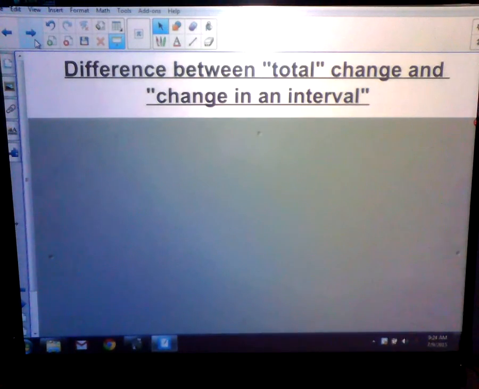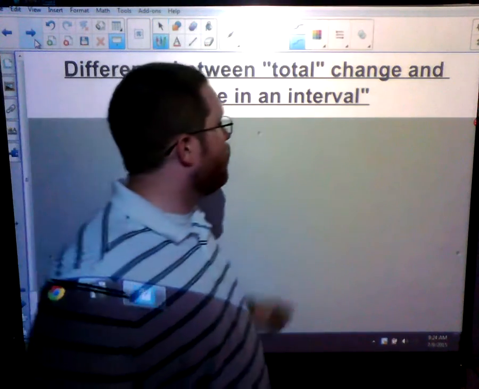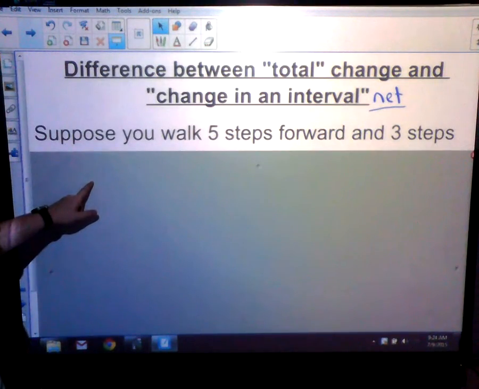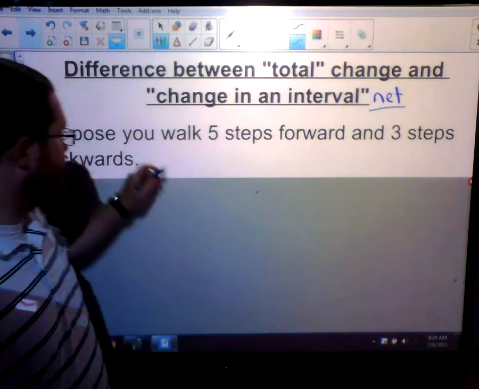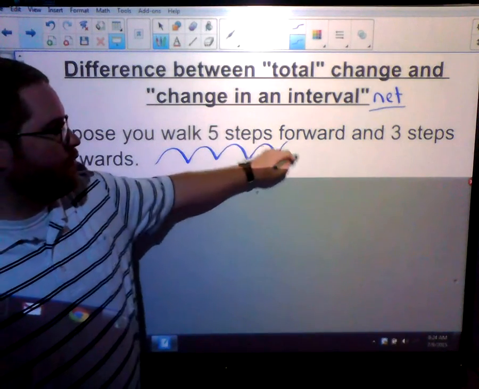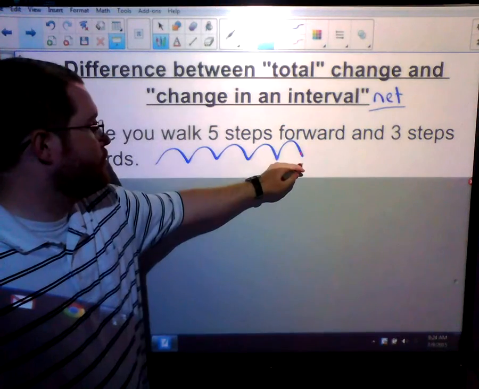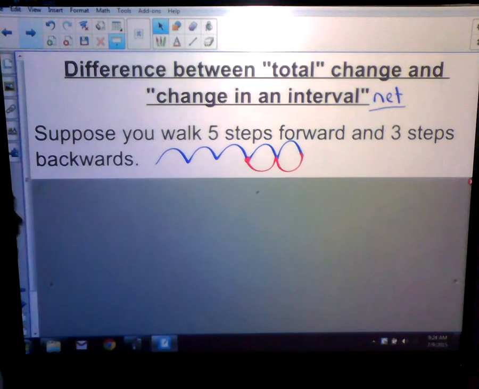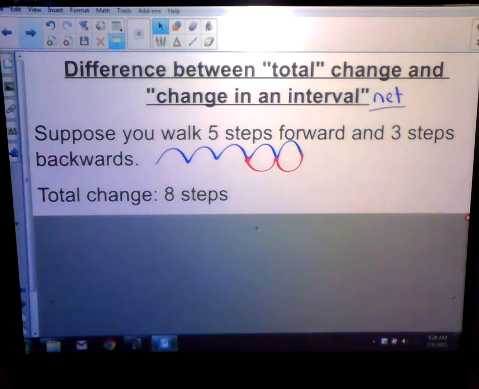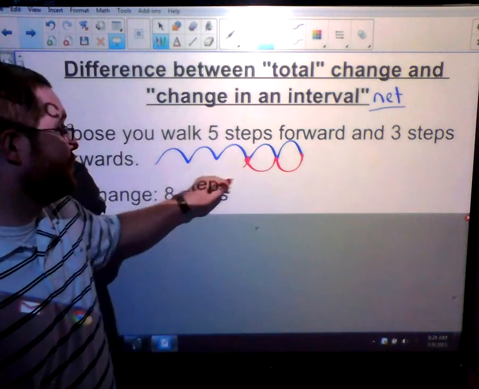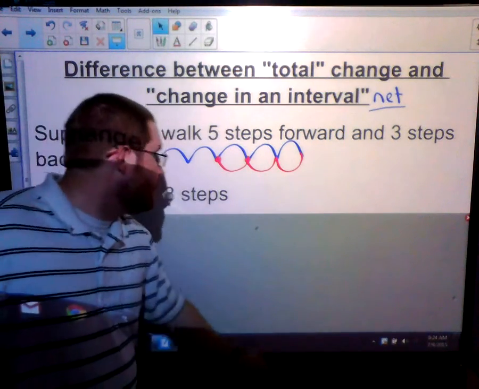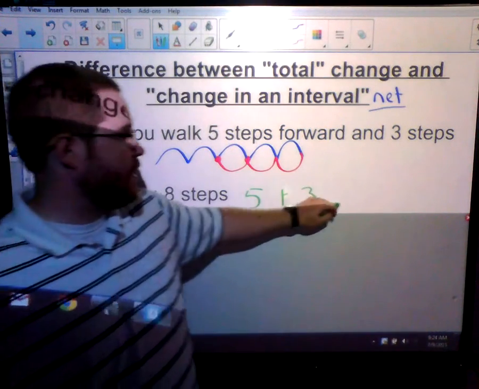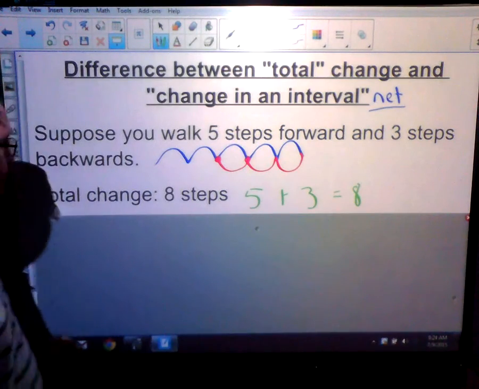Okay, real quick, what's the difference between total change and change in an interval, or net change? Suppose you walk 5 steps forward and 3 steps backwards. 1, 2, 3, 4, 5. 1, 2. You like my graph? Your total change is 1, 2, 3. That's a better graph. Your total change is 8 steps because it's 5 steps forward plus 3 steps back to get 8 steps. Good job, you passed first grade.